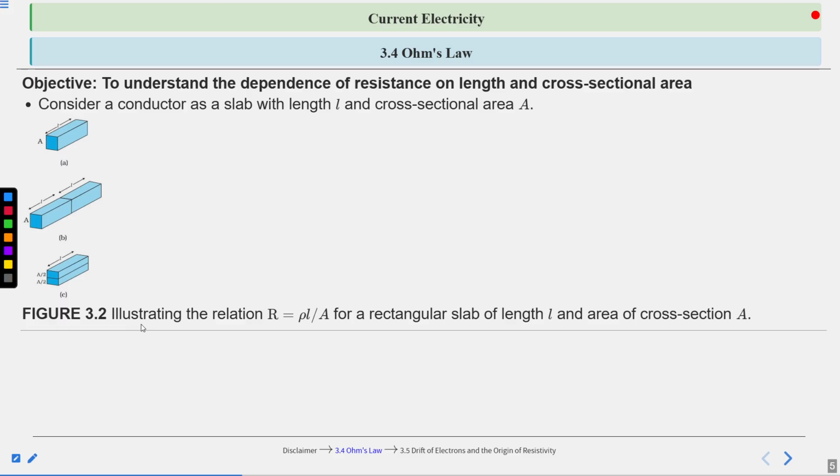Figure 3.2 illustrates the relation R equals rho L upon A, which we are going to derive. What rho is, we will discuss. Here L is the length and A is the area of cross section. We will get this relation after doing all these steps for a rectangular slab of length L and cross-sectional area A. So this figure is illustrating this relation.